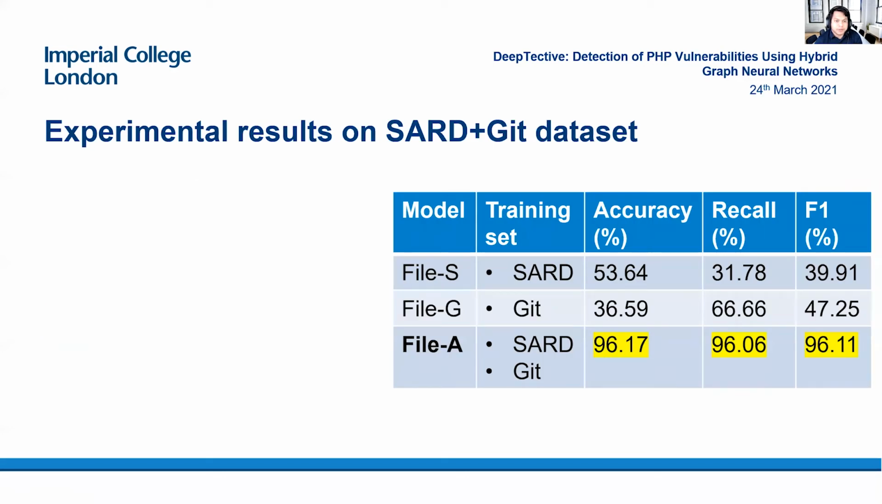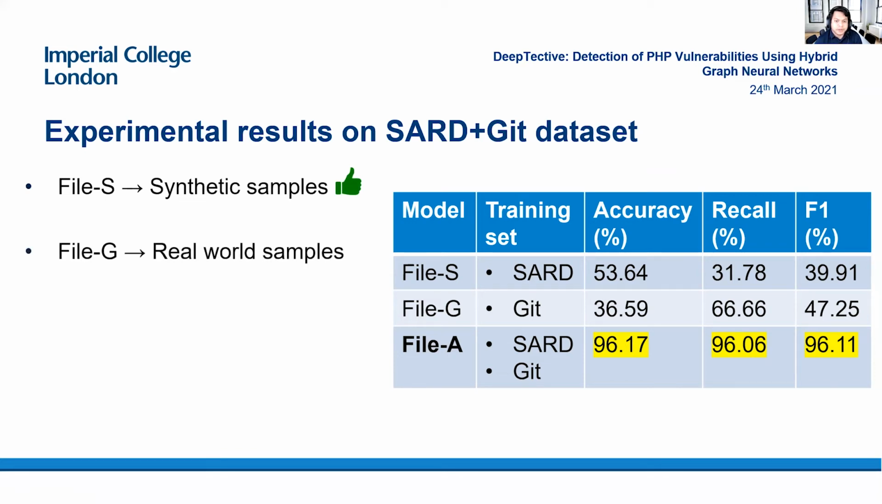Here, we report the experimental results on the SARD plus Git dataset. We would like to highlight three different models: File S, File G, and File A. File S was trained on the SARD dataset. Therefore, File S is good at detecting vulnerabilities on synthetic samples. Meanwhile, File G was trained on the Git dataset. Therefore, it is good at detecting vulnerabilities from real-world samples.